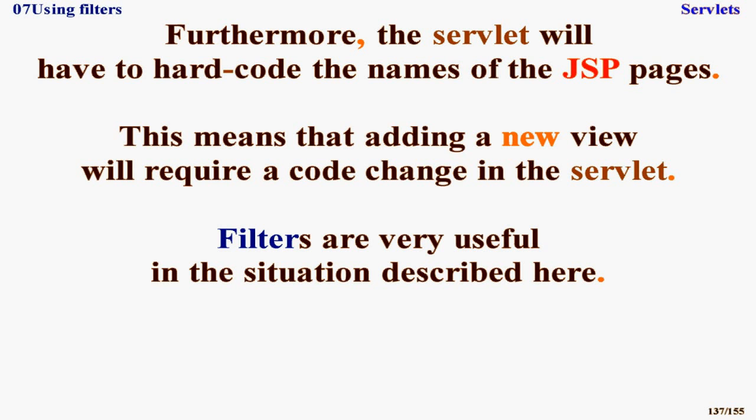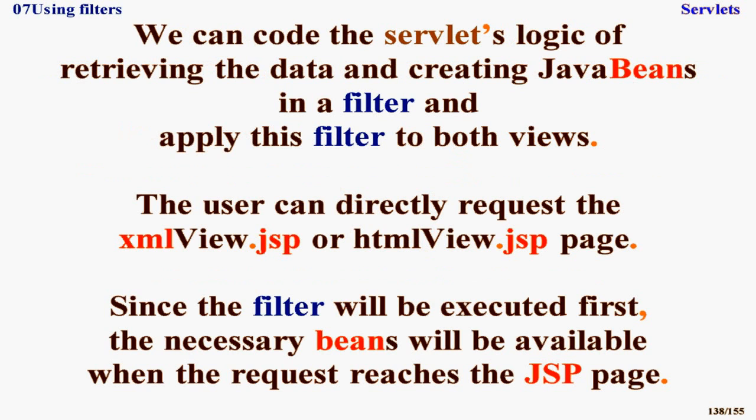Filters are very useful in the situation described here. We can code the servlet's logic of retrieving the data and creating Java beans in a filter and apply this filter to both views. The user can directly request the XML view.jsp or HTML view.jsp page. Since the filter will be executed first, the necessary beans will be available when the request reaches the JSP page.